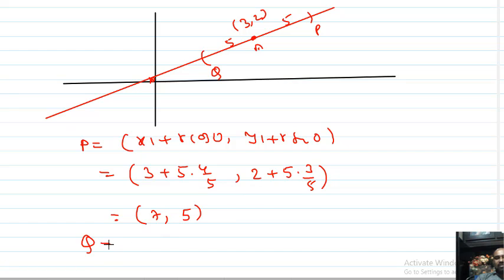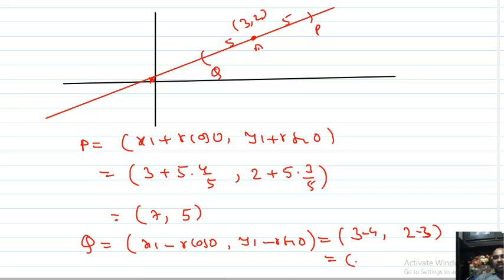So Q, what is Q? (x1 minus r cos theta, y1 minus r sin theta). So directly I want to write, just now I explained, no? 3 minus 4, comma 2 minus 3. So what happened to that? Minus 1, comma minus 1. So the required points are (7, 5) and (minus 1, minus 1). Okay, students.